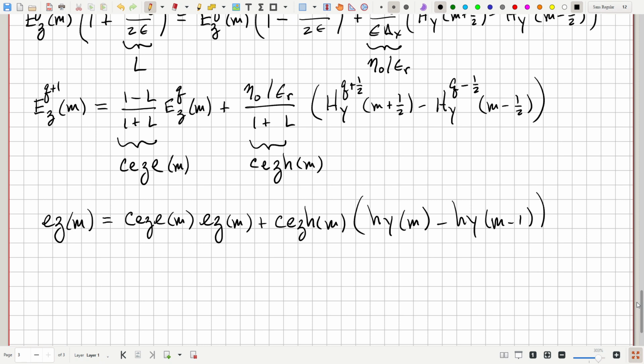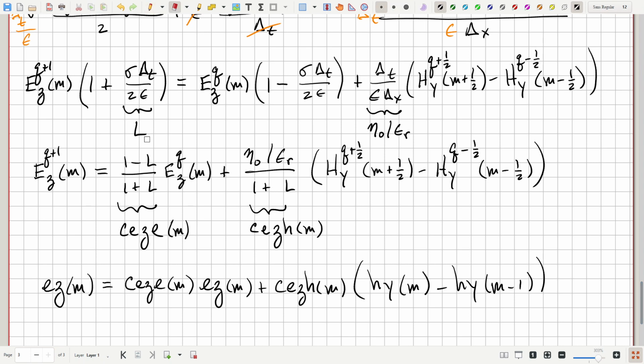Now, of course, if the sigma, the conductivity, is 0, the L factor is 0, so then this CEZE is just 1, and then this just becomes, and this is 1 plus 0 here, sorry. And so this just becomes eta 0 over epsilon relative, which is what we had before. So we just recover the original inhomogeneous dielectric if we allow epsilon relative to be a function of position. But now we can introduce conductivity.